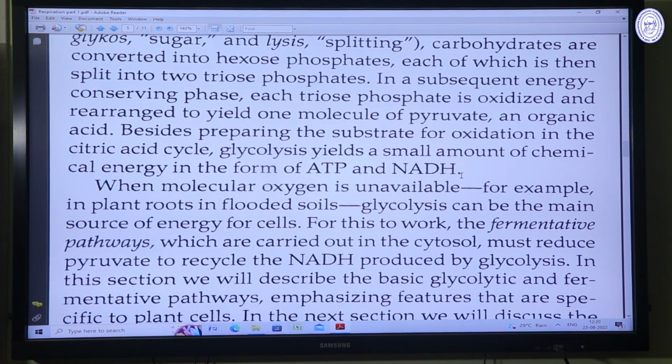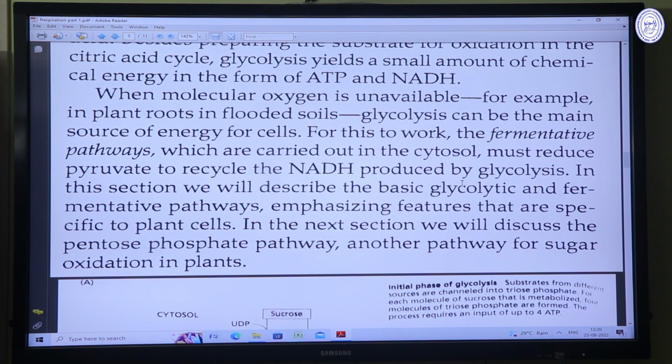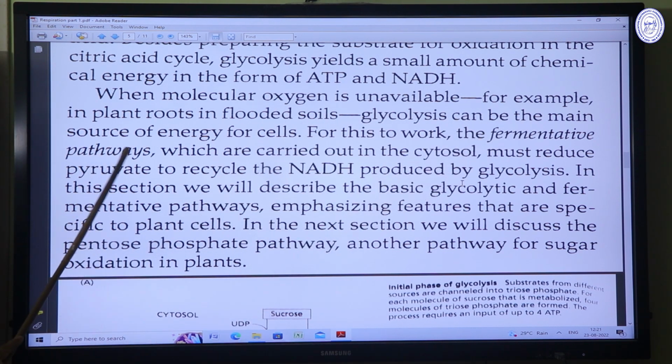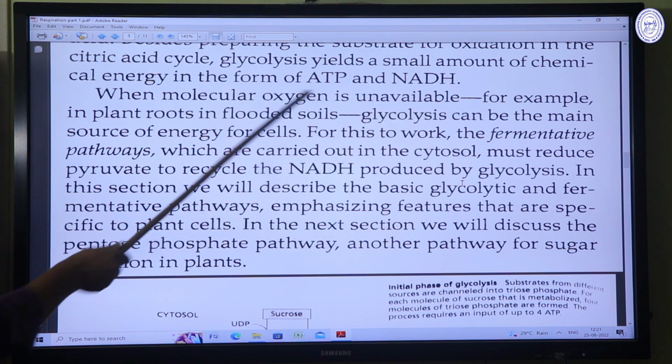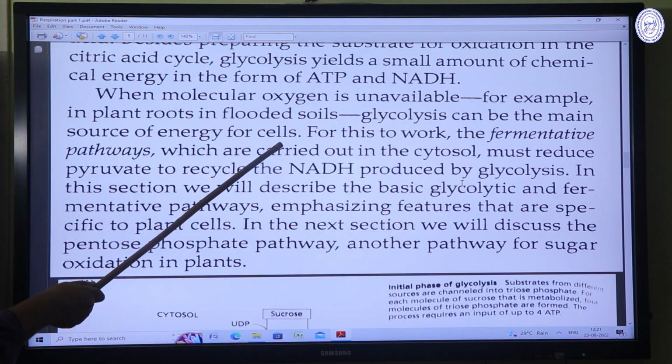Come to this portion here. When molecular oxygen is unavailable, then what happened? Such as in plant roots in flooded soils, here glycolysis can be the main source of energy for cells. Okay, glycolysis, pentose phosphate pathway, citric acid cycle and oxidative phosphorylation. These are the 4 biological processes of respiration. But when molecular oxygen is unavailable, there glycolysis can be the main source of energy for cells. Remember that.